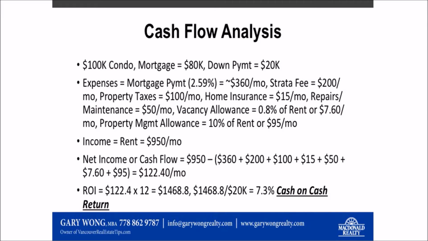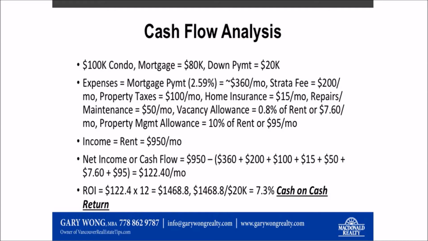The mortgage would be 80%, $80,000. Down payment, $20,000. Your expenses, the mortgage payment based on a 2.59% interest is about $360 a month. Your strata fee, exactly, it is $200 a month. Property taxes about $100 a month. Actually, some of it is less, but be conservative, $100 a month. Your home insurance is about $15 a month.